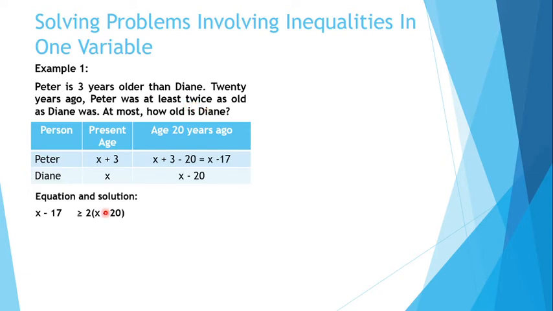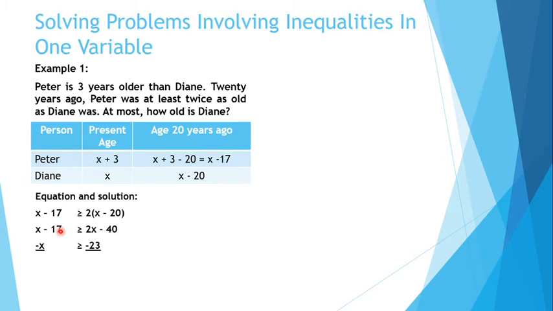Now, after this one, you simply have to compute. Now, we have x minus 17 is greater than or equal to 2 times x, that is 2x, and then 2 times negative 20, that is negative 40. Now, next, we just have to group all those that have the same variables. So this is now actually x minus 2x, if we transfer the 2x from this side to this side. So x minus 2x, of course, that is negative 1x, or for short, only negative x. And for the other side, we have negative 40.